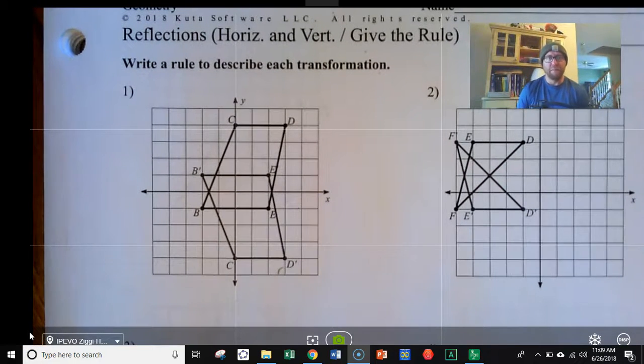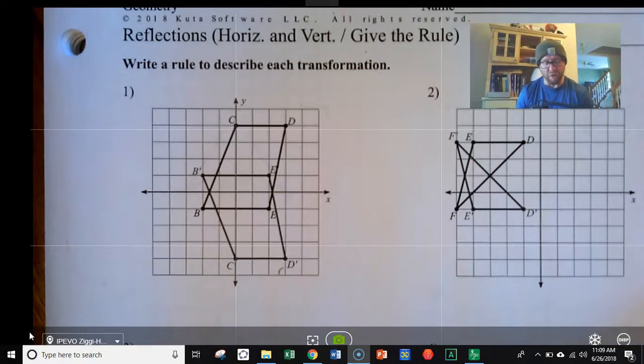Okay, in this video, we're going to be writing a rule to describe each of these transformations, and they are all reflections, either horizontal or vertical, across some line, not necessarily an axis, but they're always going to be lines of the form x equals something or y equals something, horizontal or vertical lines. So let's take a look.